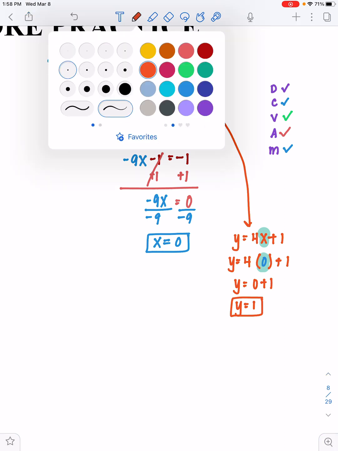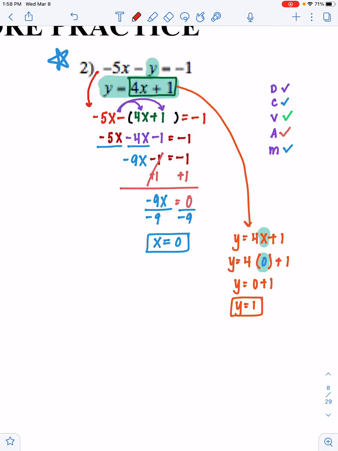And once again, do not leave your answer like this. We did all this work. Let's make sure we get all the credit. Our final answer should be written in coordinate form, where x comes first. x is 0 and y is 1.